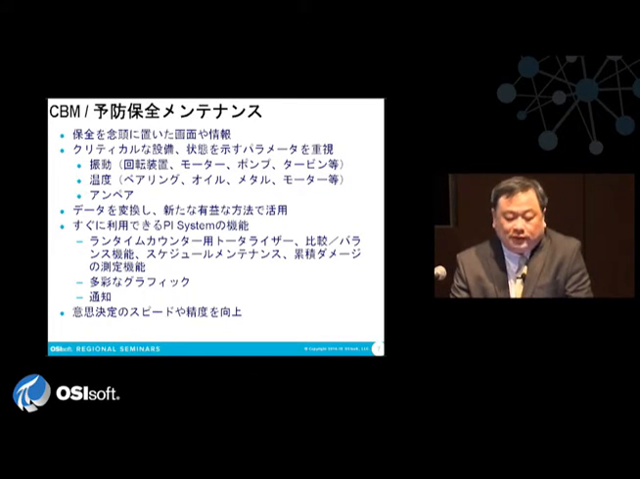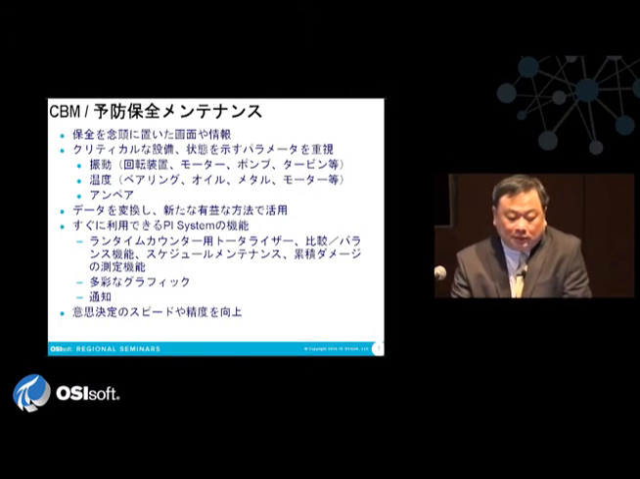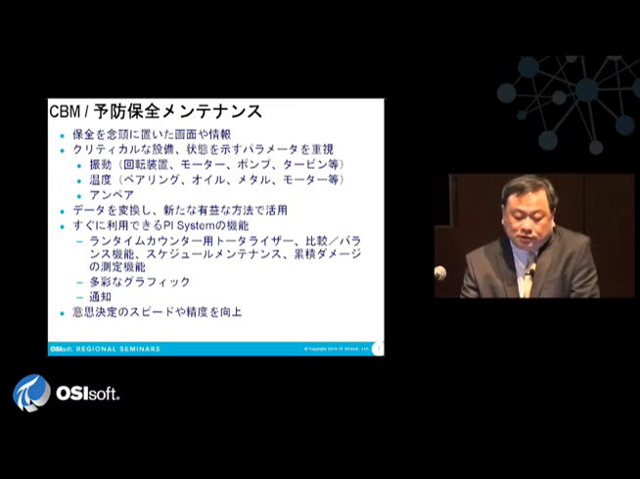You can also transfer data and use it in new, valuable ways. By using out-of-the-box PI system functionality, creating long-time equipment counters, comparing balanced usage, scheduling maintenance on condition, and systematically measuring accumulated damage. Having this data drive notification to keep the right people informed will help increase speed and accuracy of the decision.